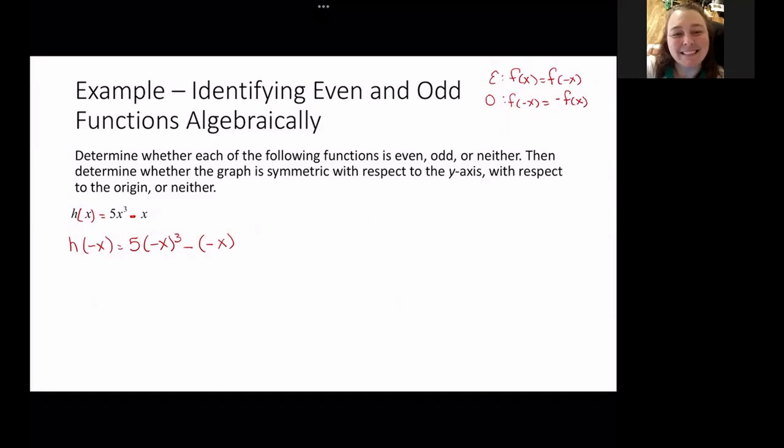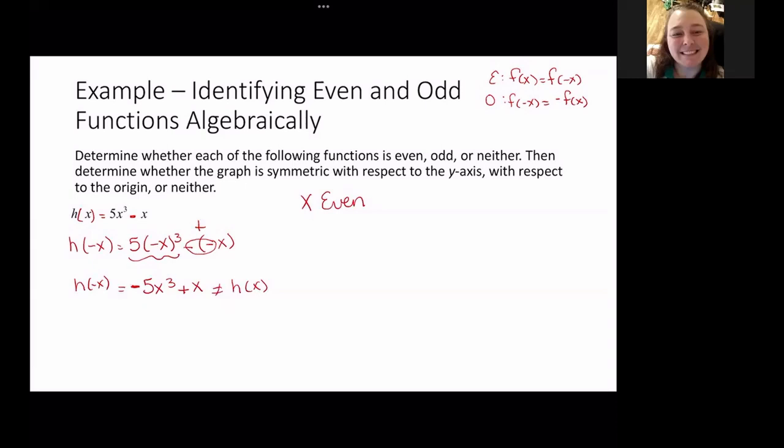Okay, let's take it piece by piece. We're not going to go fast. Let's look at that first term first. A negative to an odd power is going to keep it negative. So let's pull it out in front of the 5. So minus 5x to the third. And we've got 2 negatives, so it makes it a positive, plus x. And that's what h of minus x is. So we can see right away that it's not even, because that does not equal h of x.